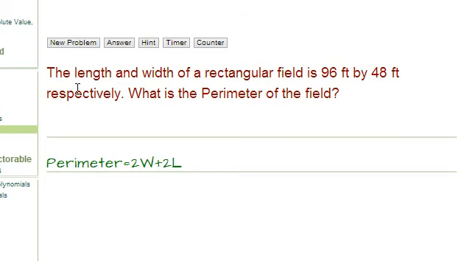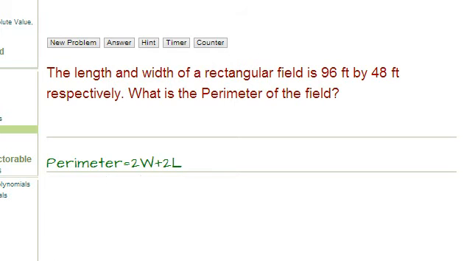We've got the length and width of a rectangular field is 96 feet by 48 feet respectively. What is the perimeter of the field? And I'll give you a hint down here. You can click on the hint button, and you may actually see this differently. It may be listed over here, and that might say help. But anyway, the perimeter, we've got to remember, is equal to 2W plus 2L.